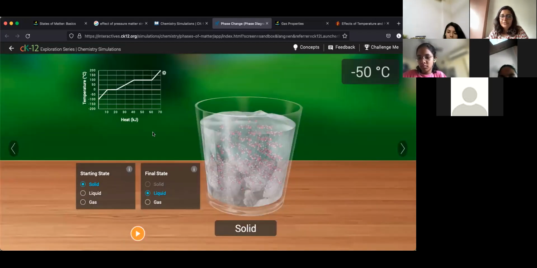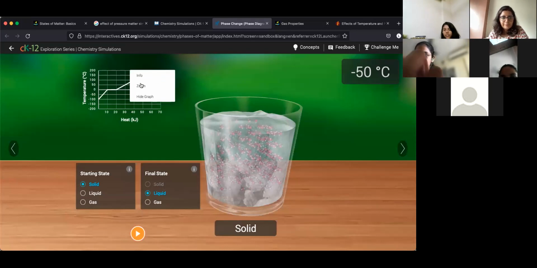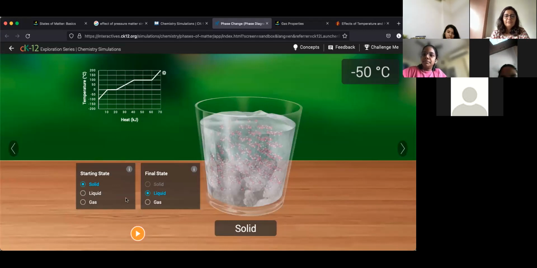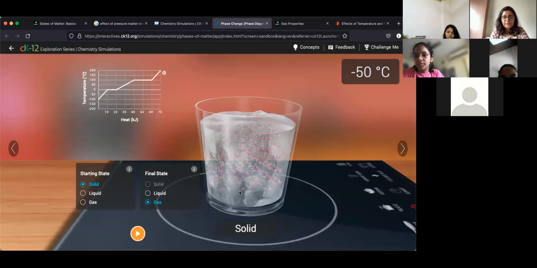So this is the temperature time graph. Shania, are you familiar with the temperature, like, have you done this? Yes, ma'am. Done, no? Okay. So let's start with solid and finish up at the gaseous state. Here they're starting at minus 100 degrees Celsius. So abhi glass mein pura, it's ice, frozen solid. Okay, so let's start heating it.